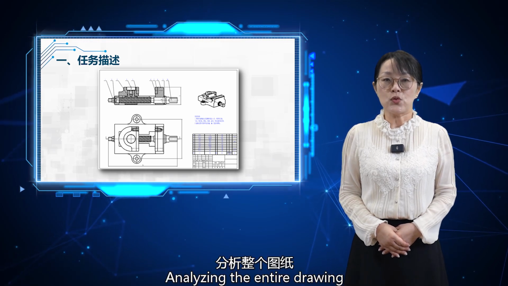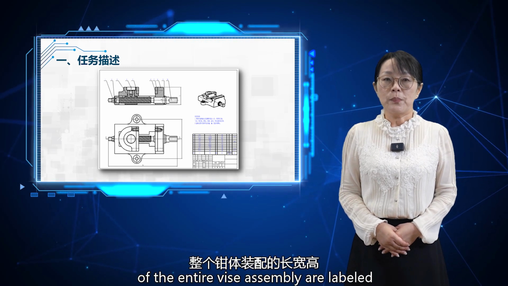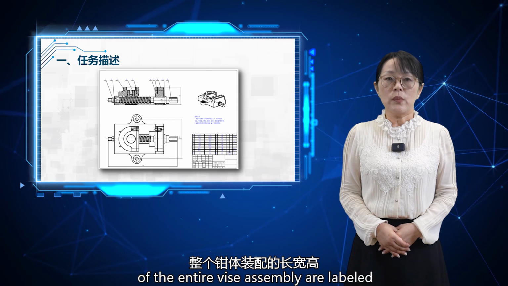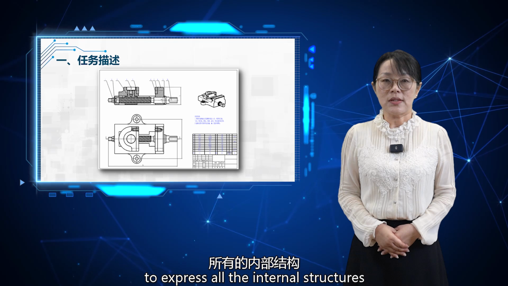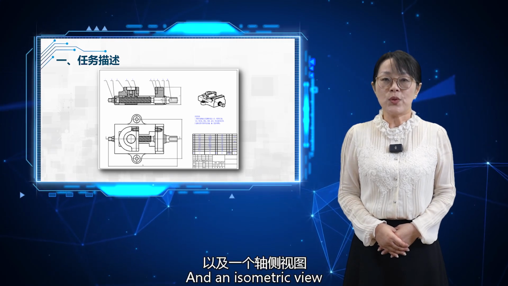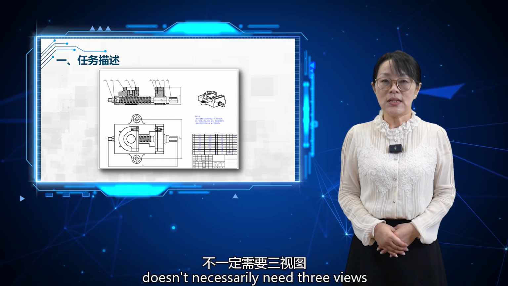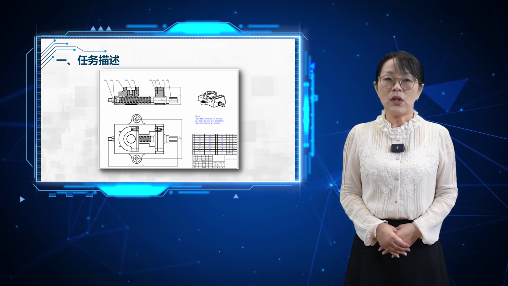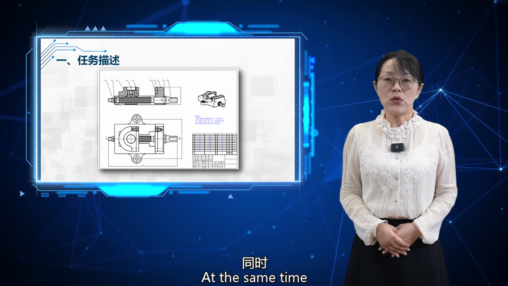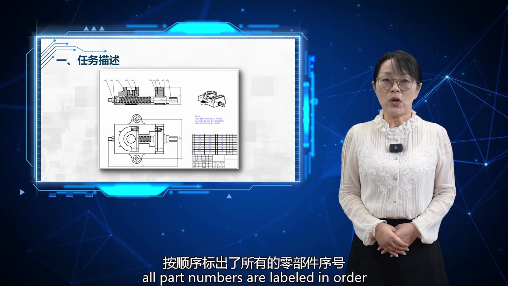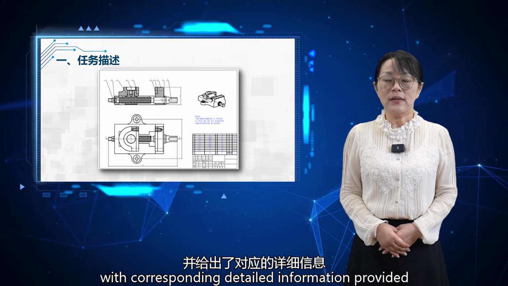Analyzing the entire drawing, we see that the dimensions length, width, and height of the entire Vise assembly are labeled. A full-section main view is used to express all the internal structures, and an asymmetric view shows the Vise style. An assembly drawing doesn't necessarily need three views. It only needs to fully express all parts. At the same time, all part numbers are labeled in order, with corresponding detailed information provided.